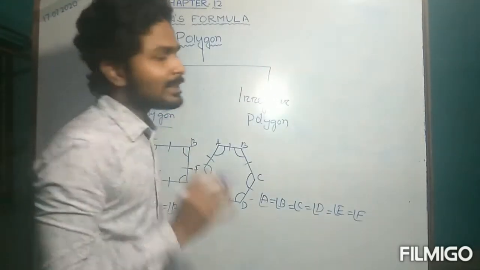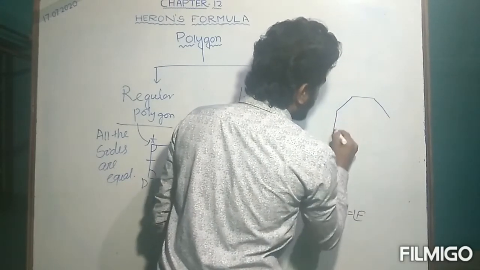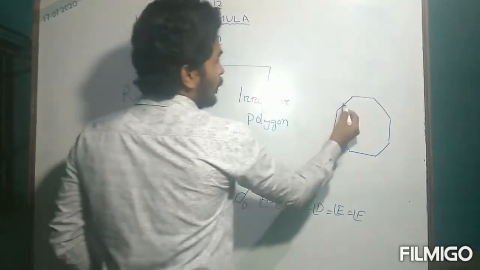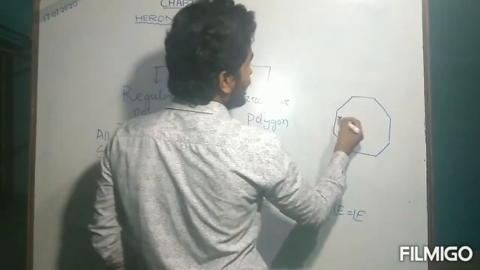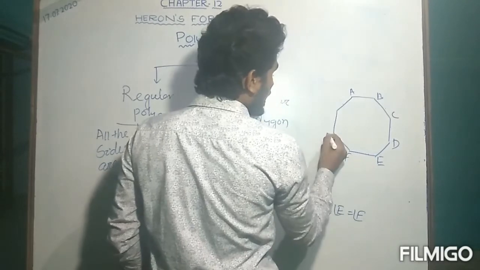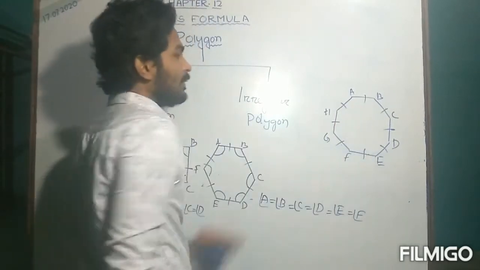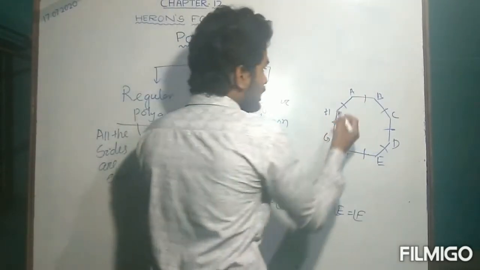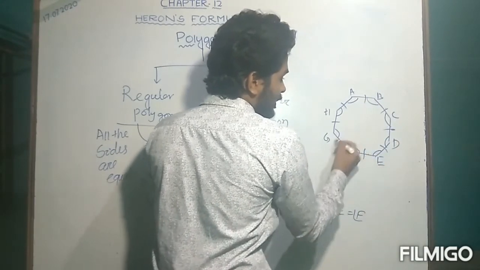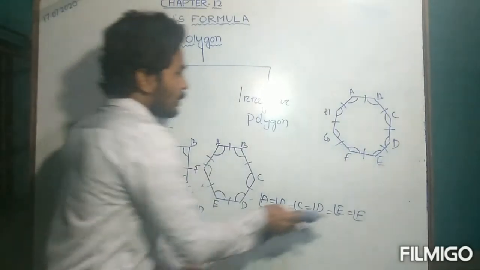Okay, we can take an octagon. Octagon means having 8 sides. Okay, so let us draw an octagon. This is the octagon. 1, 2, 3, 4, 5, 6, 7, 8 sides. If all the sides are of equal length, then it is a regular polygon. And if all the sides are equal, that means all the interior angles, so the 8 interior angles, must be equal.